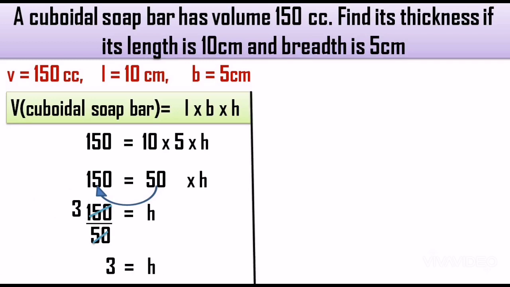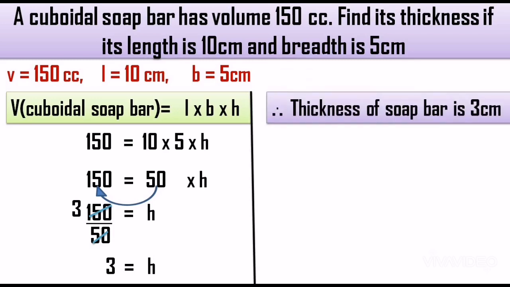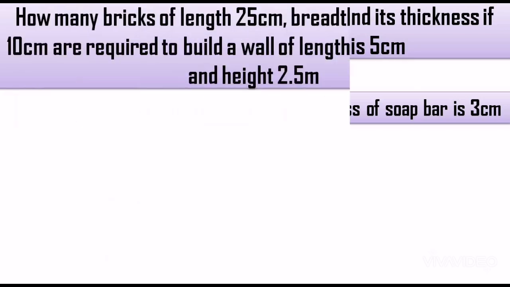In short, we got the answer 3 equal to h, that h represents thickness of the soap bar. So my final answer will be thickness of soap bar is 3 centimeters. I hope I have made it very clear to you all. Now let's move on with the next question.